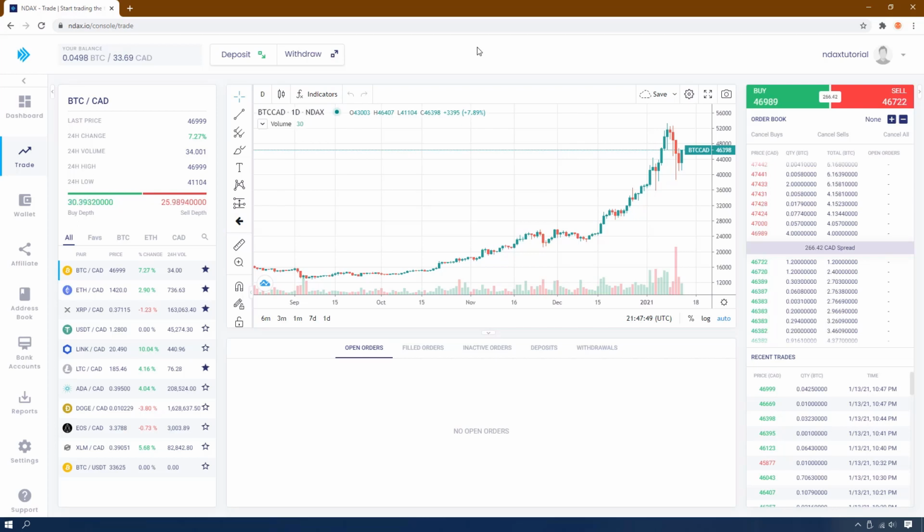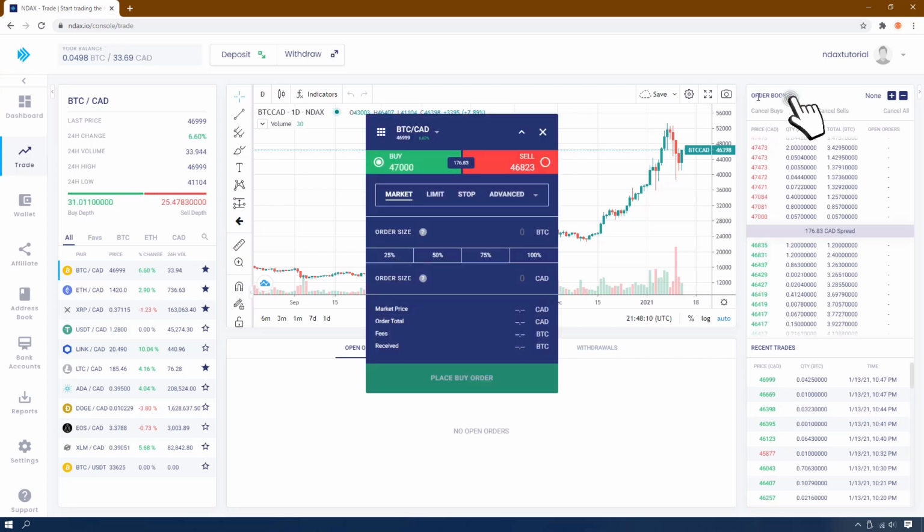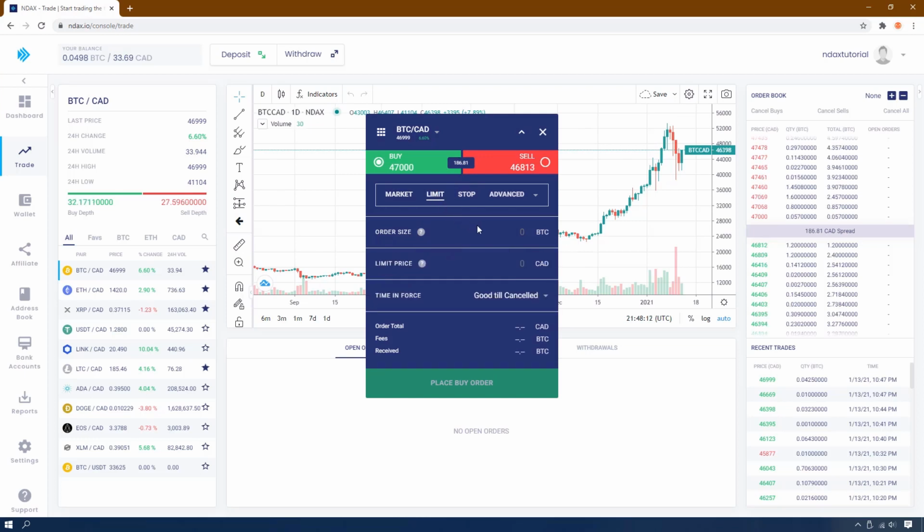So how to set a limit order? First, go to the trading window by clicking Trade on the left menu and click Buy, same as if you want to place a market order. Now select how much you want to buy of the asset and at what price you want to buy.